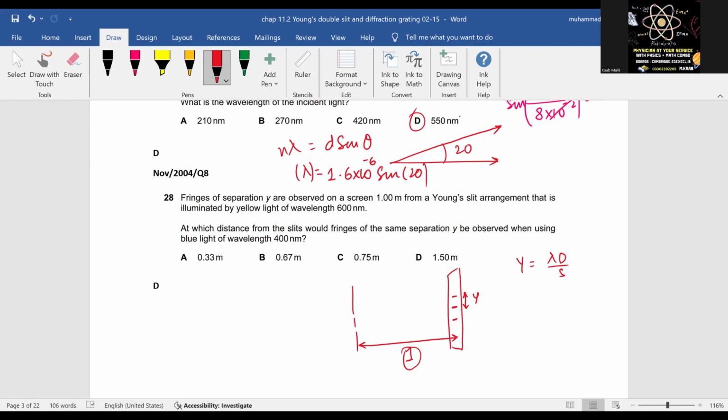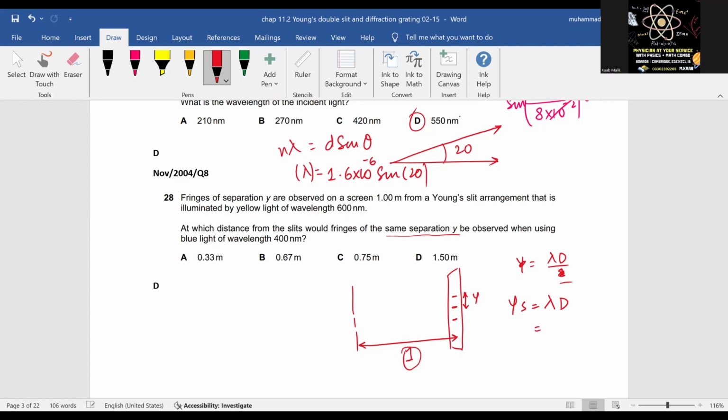At which distance from the slit would fringes of the same separation y be observed when using the blue light? They're changing the wavelength, keeping y the same, and also keeping the apparatus the same, which means the slit separation s is the same. So y and s both are the same, and we can say that y times s equals lambda d, and lambda d for both experiments remains the same.